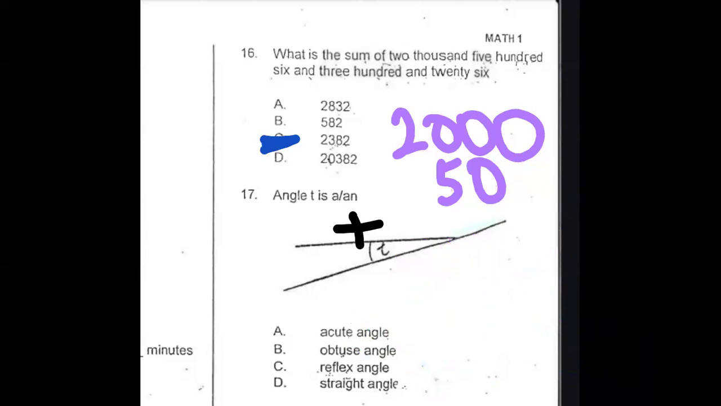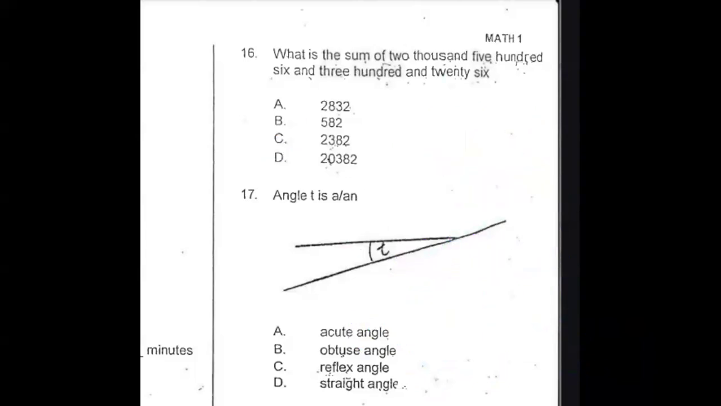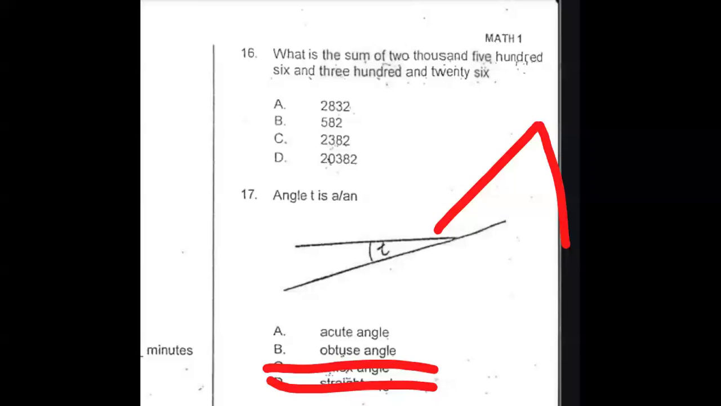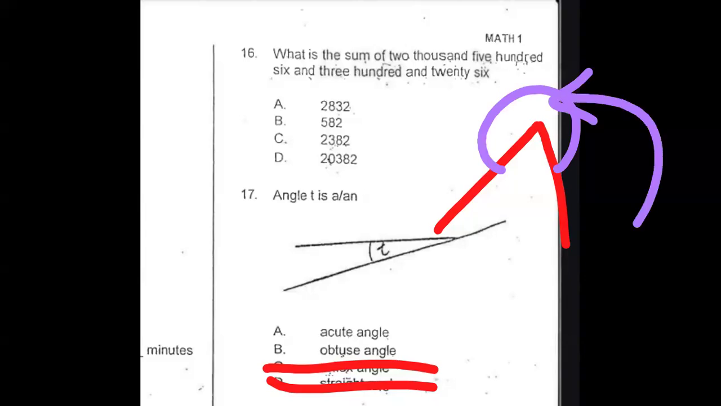So, let's just look at number 17. Let's talk about what it's not. A straight angle is pretty much a 180. And this is not a 180, so let's just forget about D. D cannot be the answer. Definitely not D, definitely not C. A reflex is something like this. The size of this angle is a reflex one. So it passed 180 and is coming very much closer to 360 degrees.